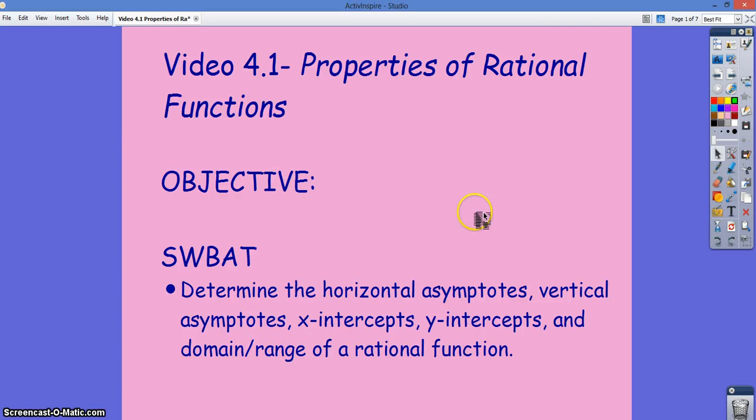Okay, go ahead and pause this video and copy this slide. You need to make sure that your notes are titled video 4.1 and the objective needs to be copied.